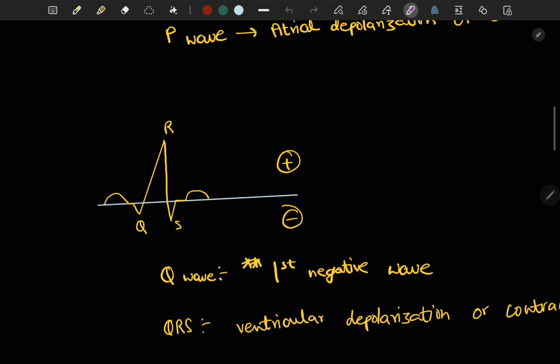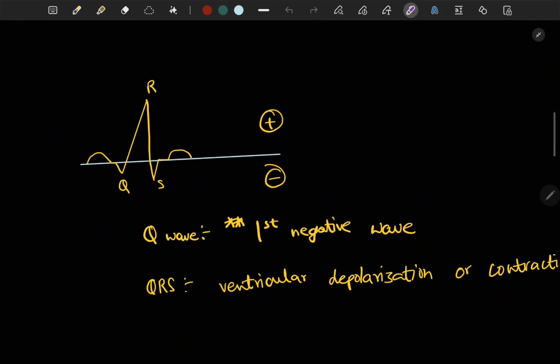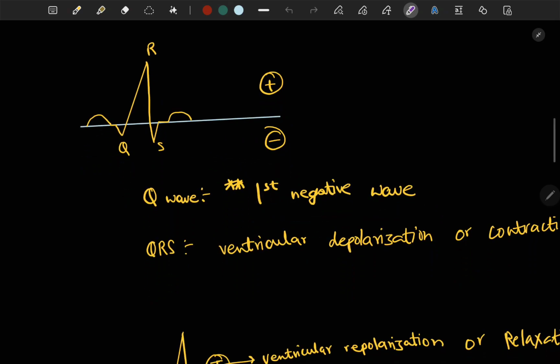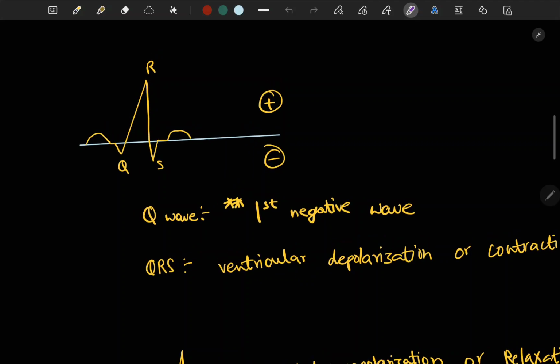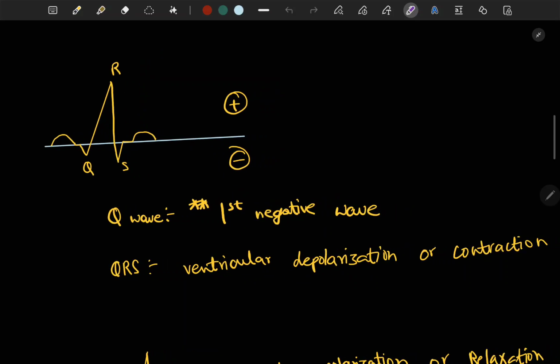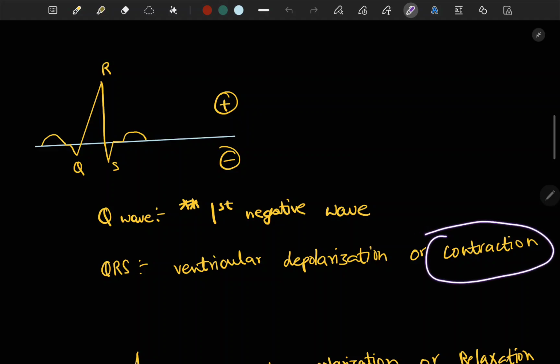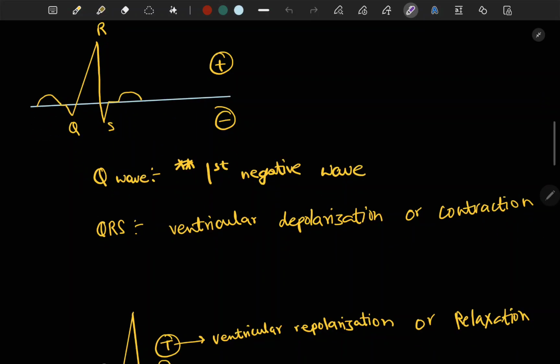Okay, and then we have got the QRS complex, the tallest wave in an ECG. If you look carefully, the Q is the first negative wave. We have got the isoelectric line here, and whatever comes below this isoelectric line is negative. So our Q wave is the first negative wave. I have mentioned it here. The QRS complex basically indicates ventricular depolarization, or contraction of the ventricles. I hope this much is clear.